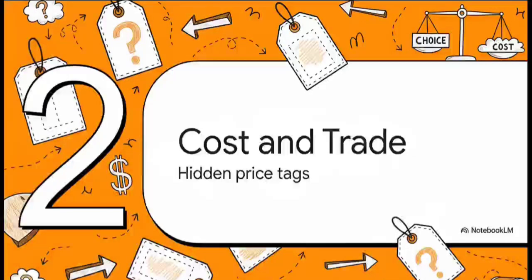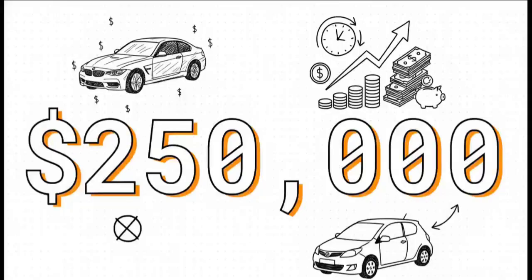Moving right along to Section 2, Opportunity Cost and Trade, the hidden price tags. Because we can't have it all, every choice we make comes with a hidden cost. Let's talk about opportunity cost. The true cost of something isn't just the cash you hand over to the cashier. It's whatever you had to give up to get it.